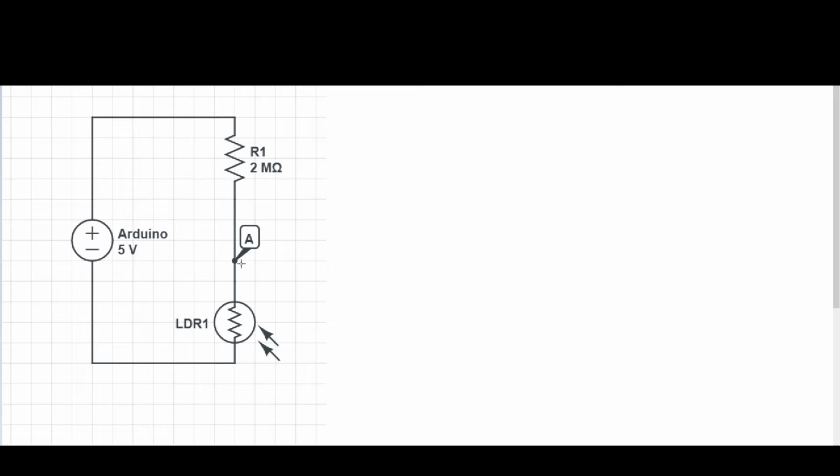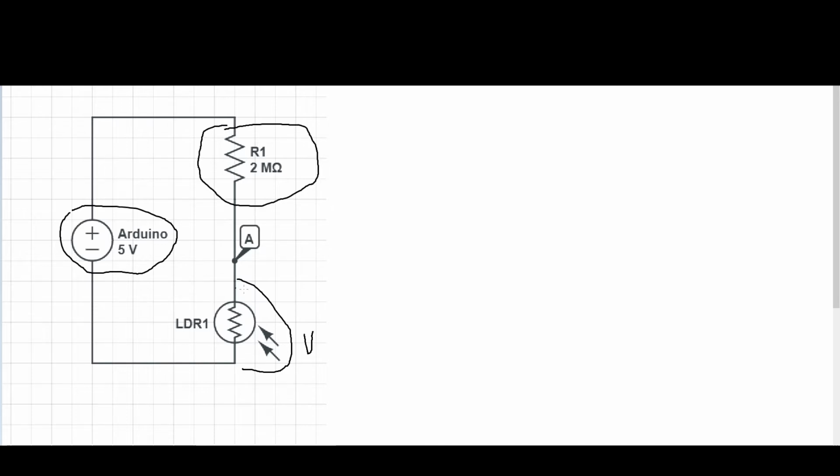And what we're trying to measure here is that we take the voltage from this point A relative to the ground. What that means is that we just measure the voltage across the LDR. And by doing that, if we know this voltage, and we know that the source voltage is 5 volts, and we know that this resistance is 2 mega ohms, we can find the resistance of the LDR. So let's do that really quick.